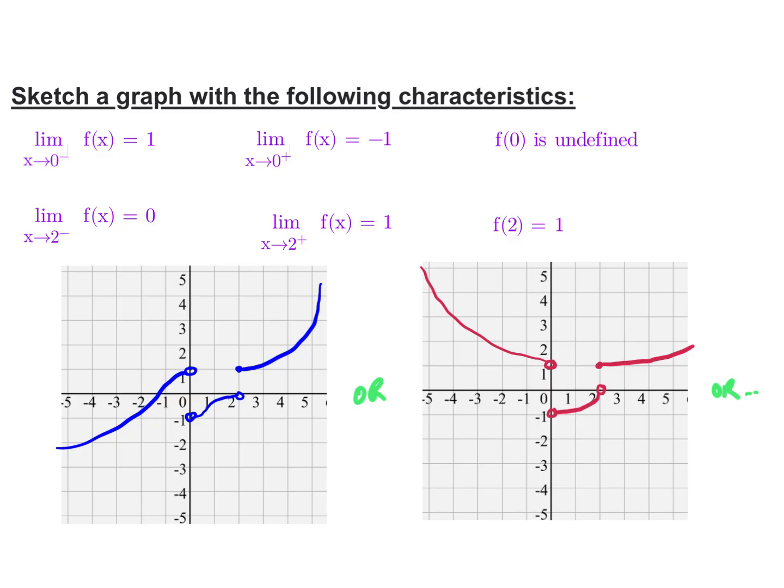Okay, notice I have open circles on the y-axis because we can't touch there. If I approach 0 from the left, it equals 1. Okay, as I approach 2 from the right, it's 1. And then you have the in-between, okay? So there's lots of different options for this particular one. Those are the ones that I drew.